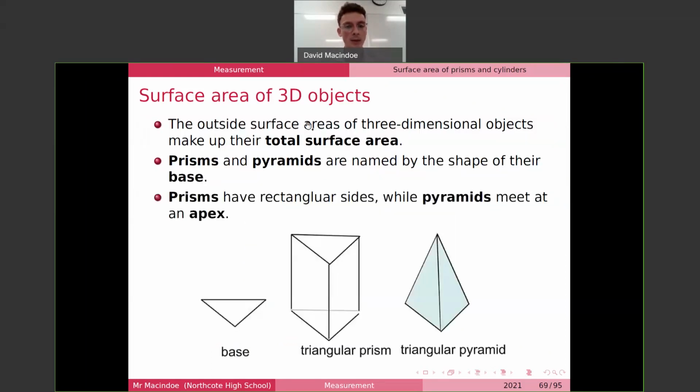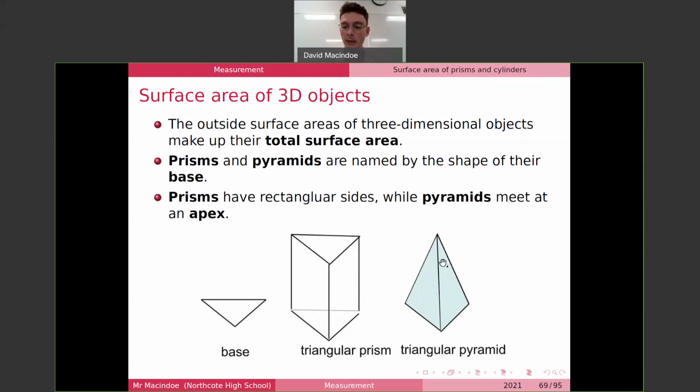When we're talking about the outside surface areas of three-dimensional objects, if you add them all up, you'll have the total surface area. We're going to be talking about prisms and pyramids. They're both named normally after their base. So for example, if I have a triangle as my base and I put rectangles either side of another triangle at the top, I've got a triangular prism.